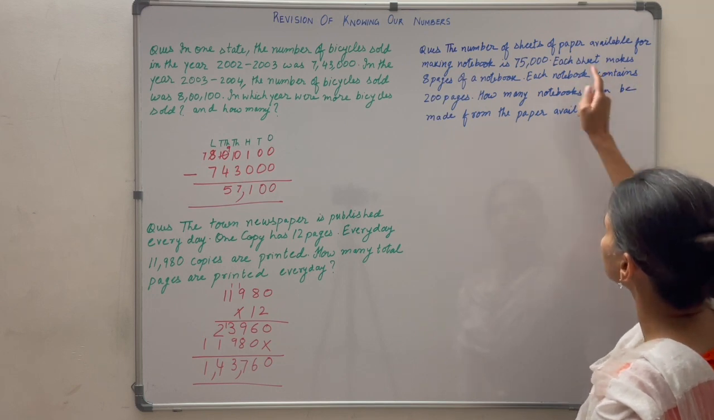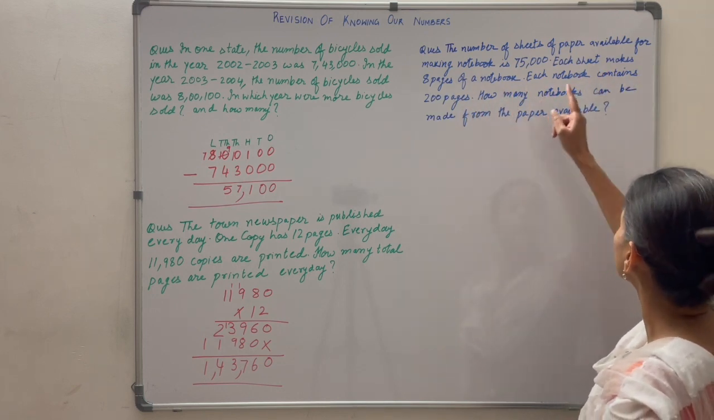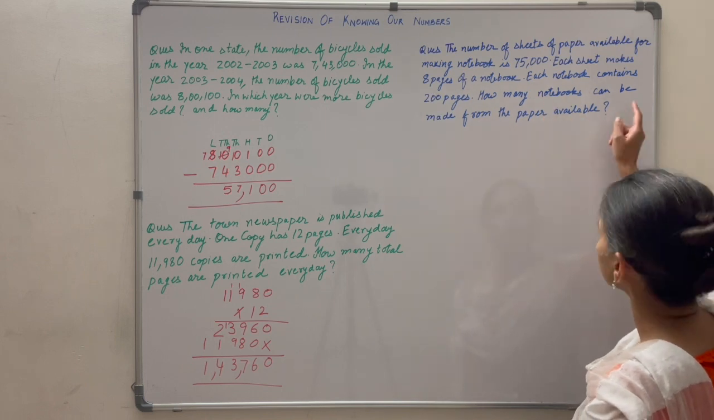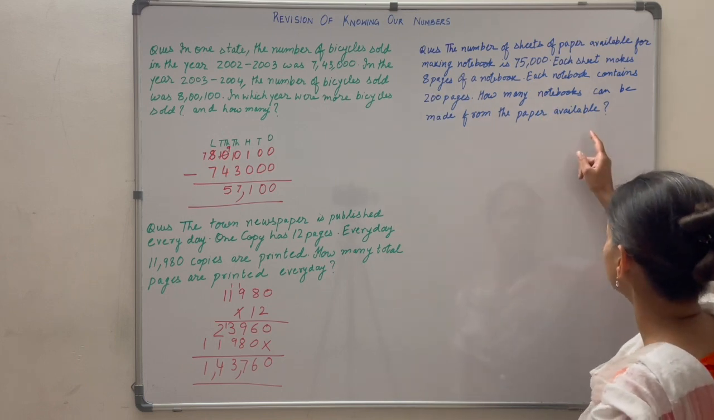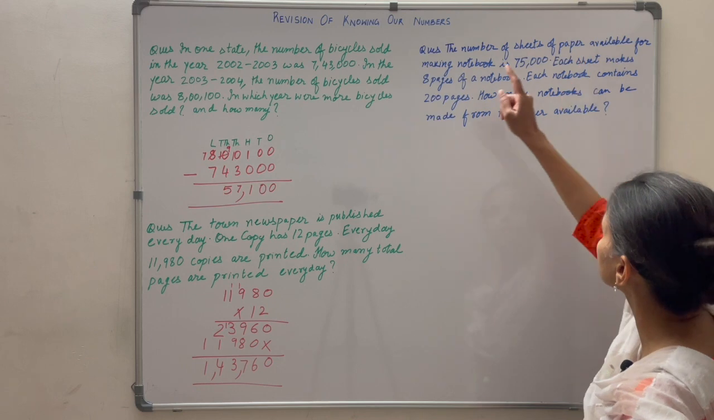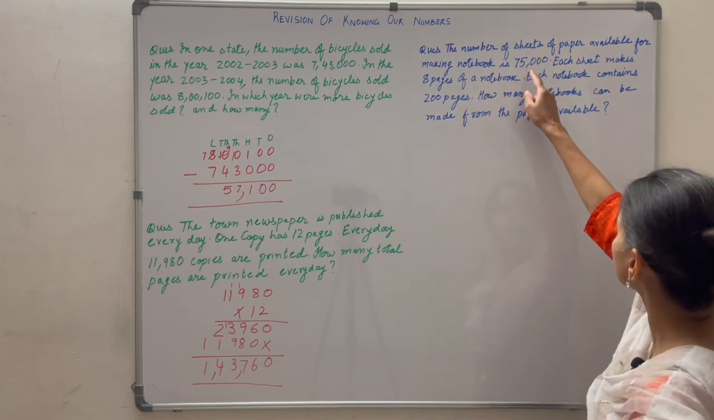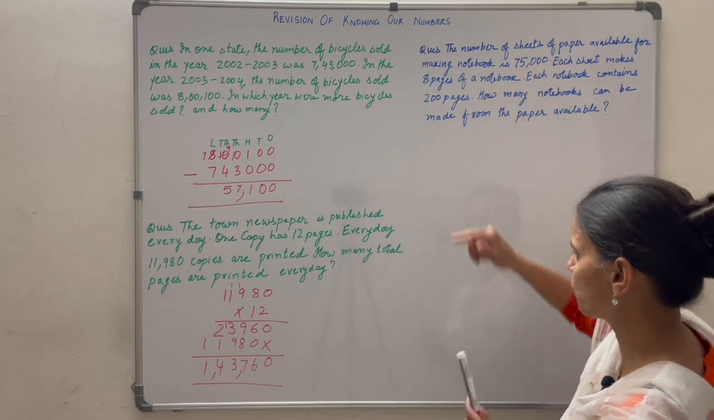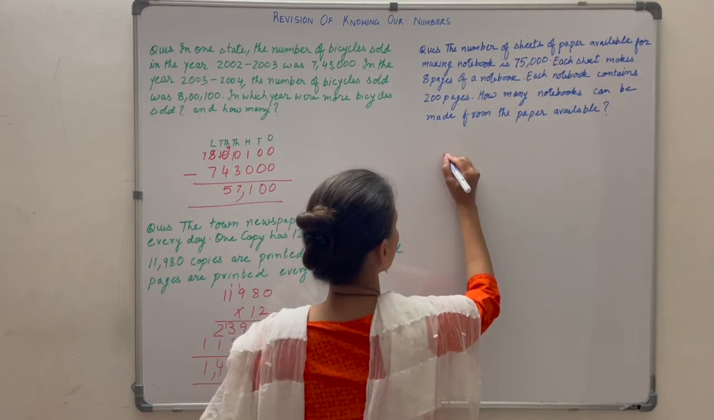The number of sheets of paper available for making notebooks is 75,000. Each sheet makes 8 pages of a notebook. Each notebook contains 200 pages. How many notebooks can be made from the paper available? So each sheet makes 8 pages. So 75,000 sheets will make how many pages? Means 75,000 into 8. So let us find out.